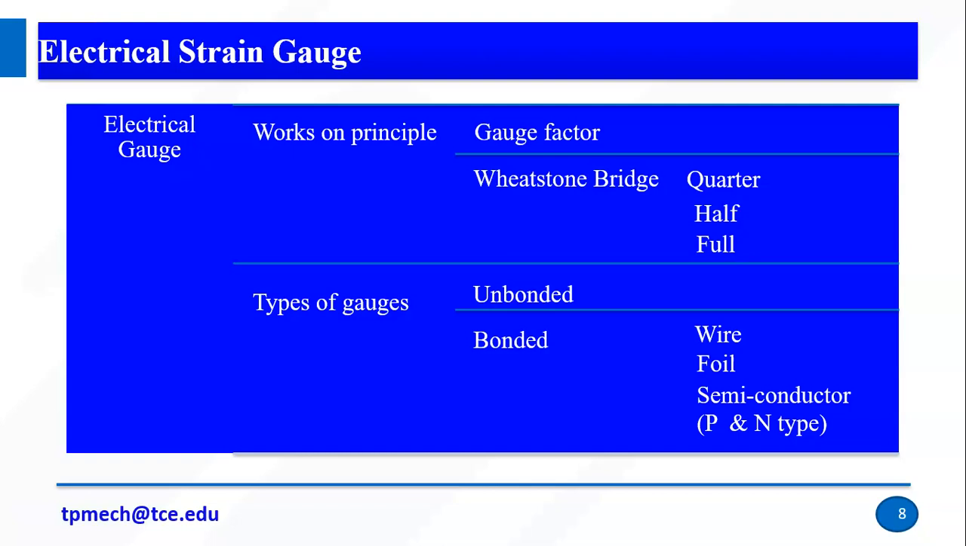Right, so the Wheatstone bridge has four resistances, R1, R2, R3, R4, all identical in nature. If you vary only any one resistance, then it's a quarter bridge. If you vary or manipulate two resistances, then it's a half bridge.